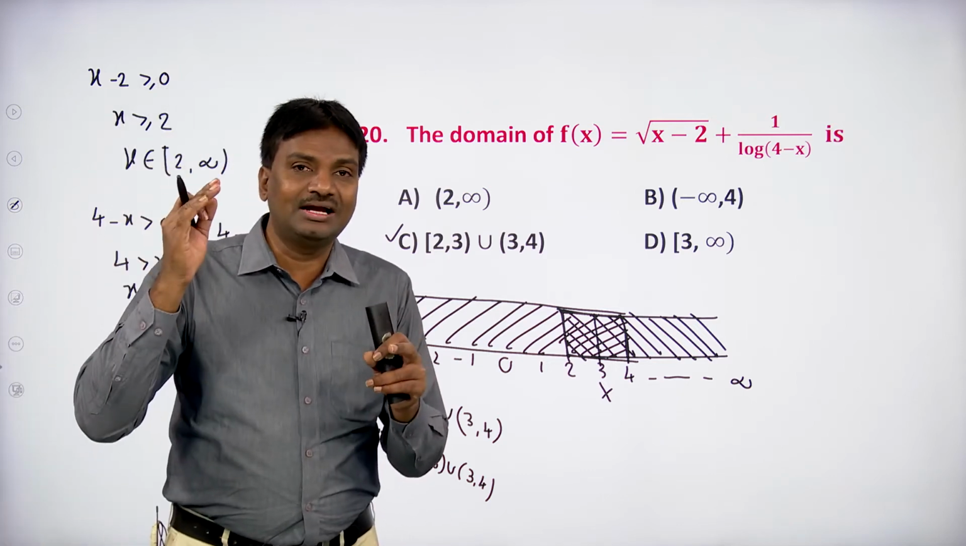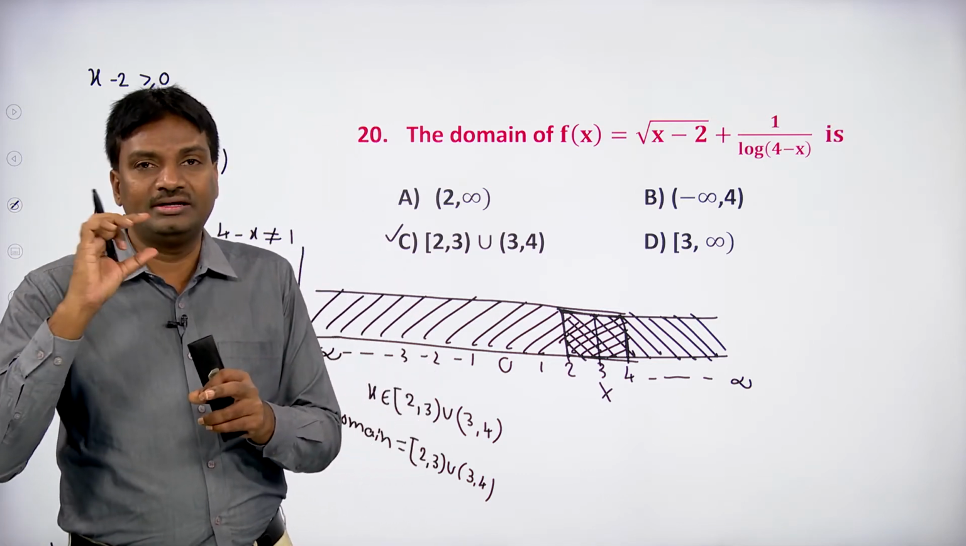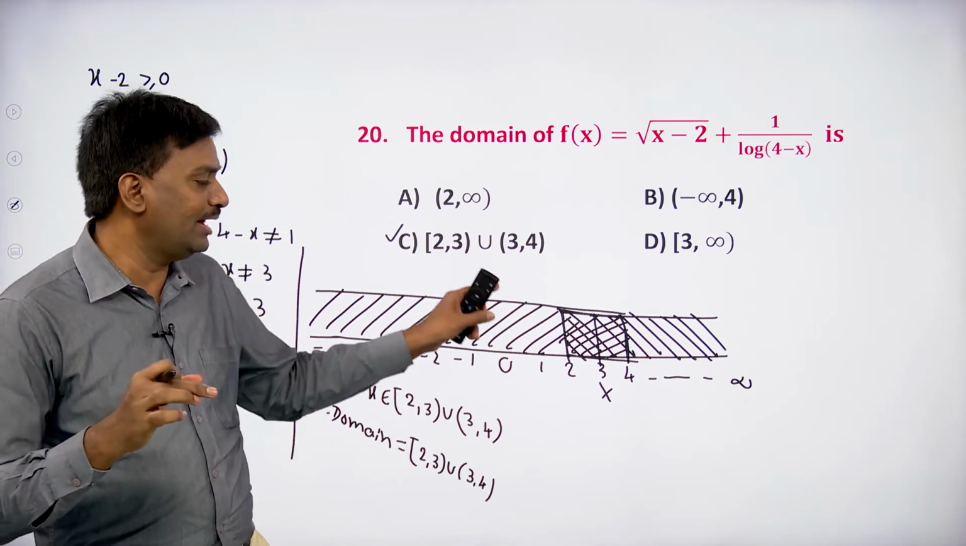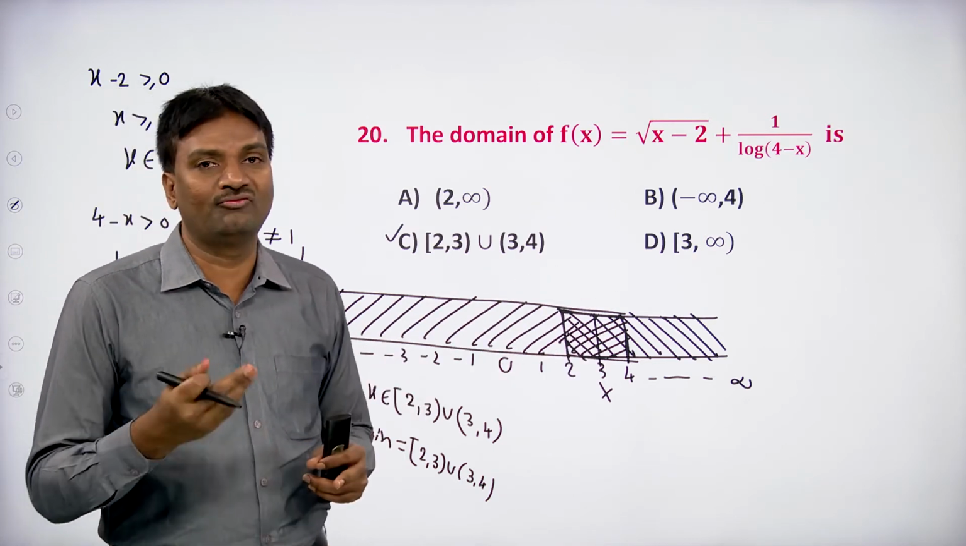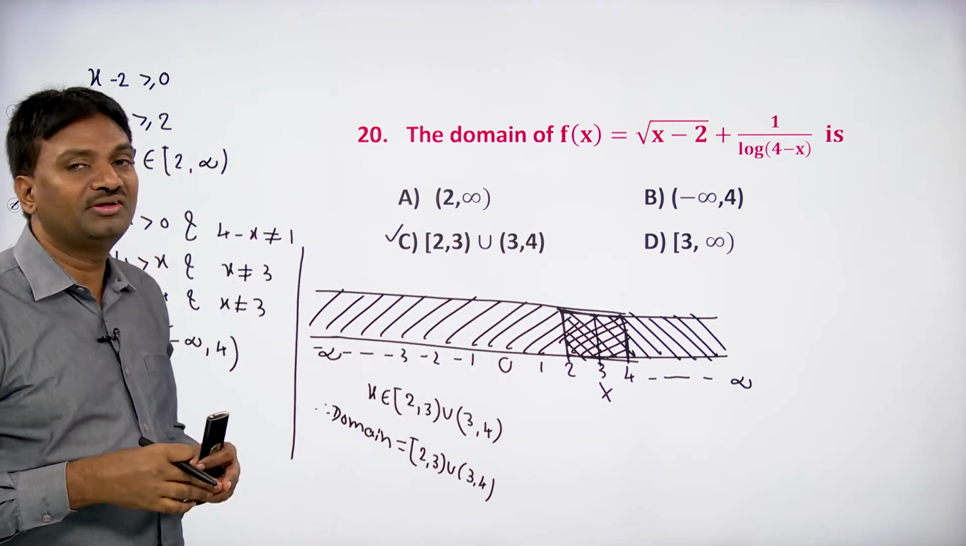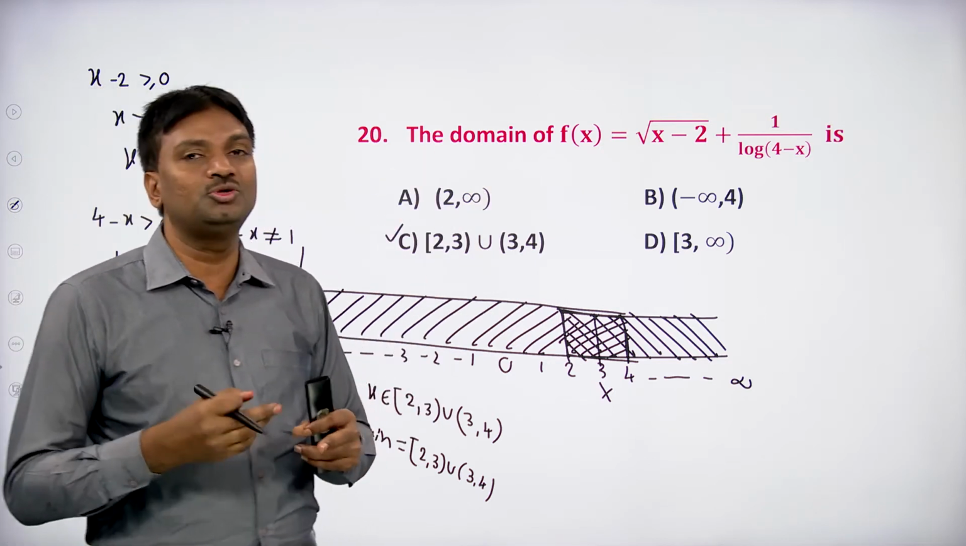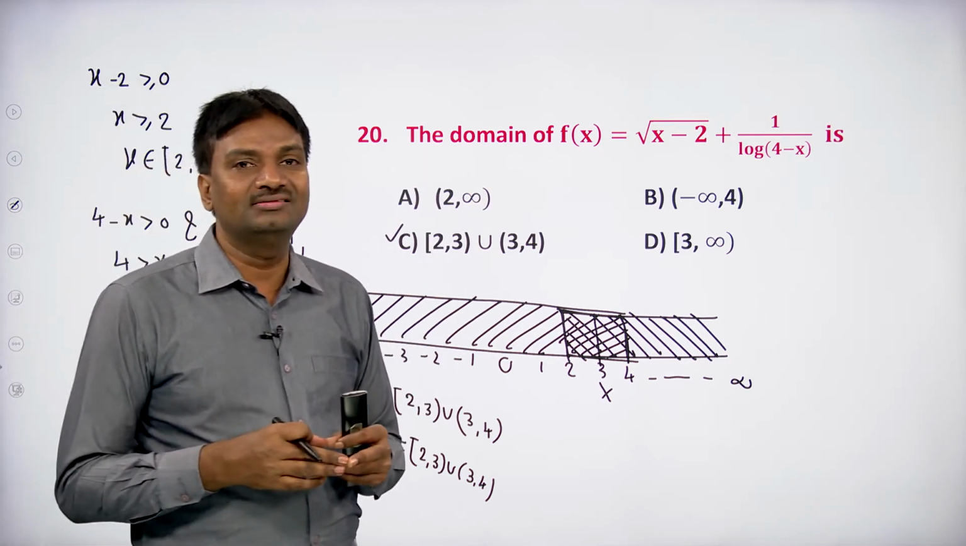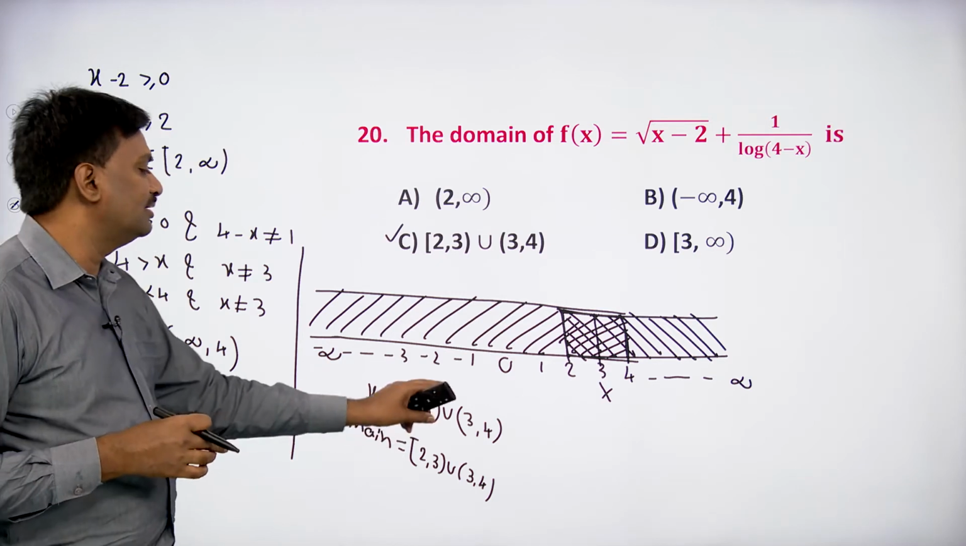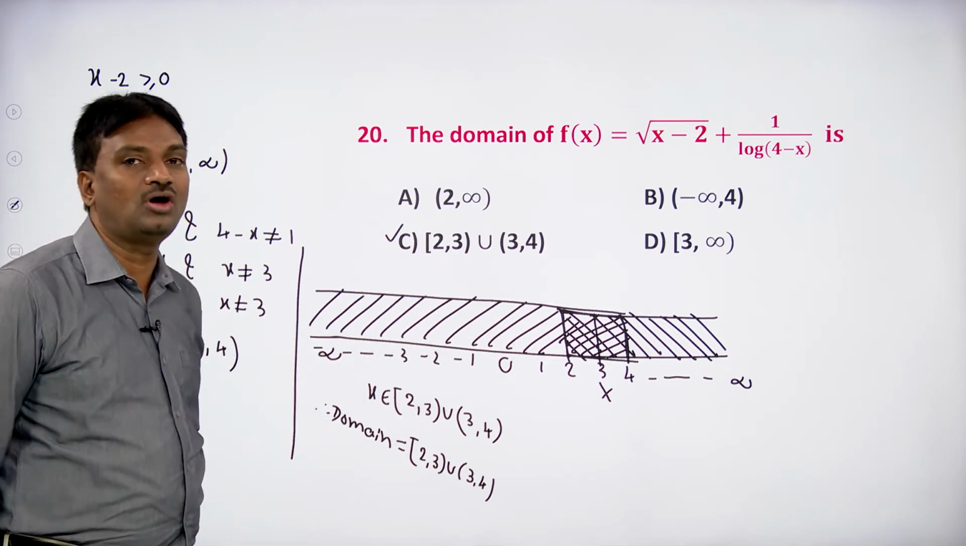After getting the domains of all functions, take the domain on the real number line and take the common part like this. So, for the given function f of x equals square root of x minus 2 plus 1 by log of 4 minus x, the domain is 2 comma 3 union 3 comma 4. So, that is option C.